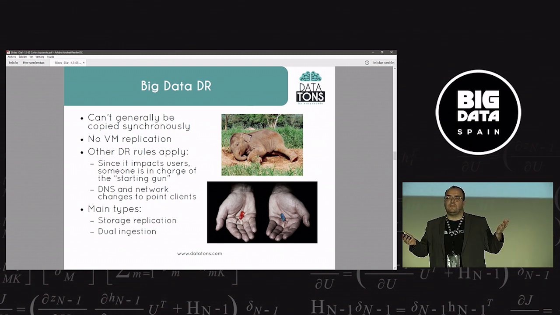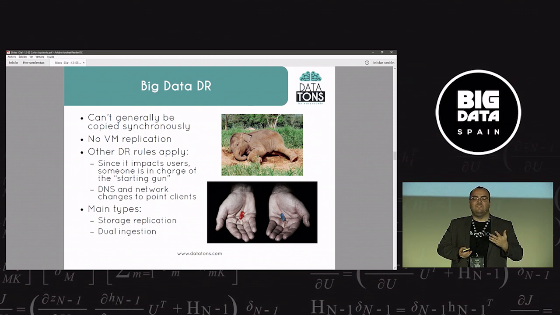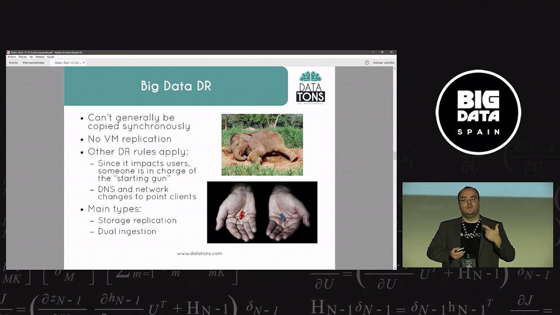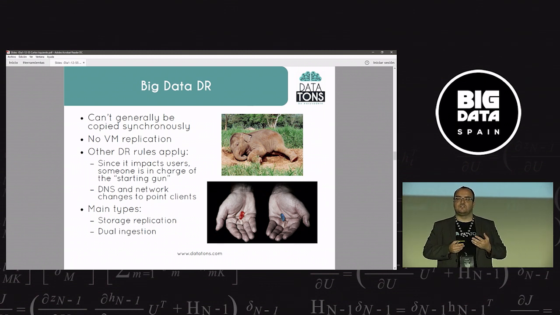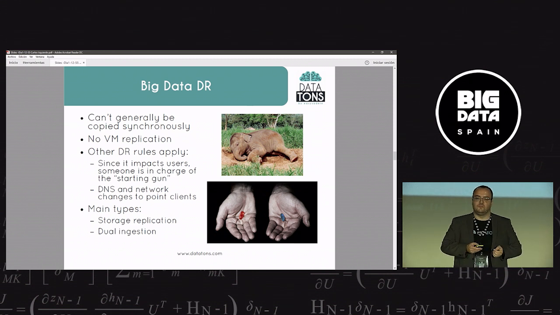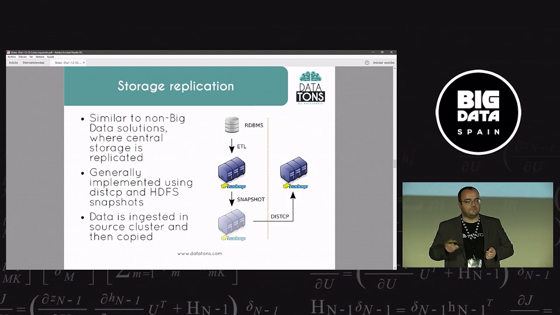So, given that, what are our options? We said that we had to do things differently. How do we do that? We have two main types of big data disaster recovery. First of all, storage replication, okay? And the second one is dual ingestion. Basically, which one you take will depend on who is in charge of making sure that the data is consistent on the disaster recovery side. In one, it will be the backend. In the other, it will be the front end. Okay, so let's begin examining them.